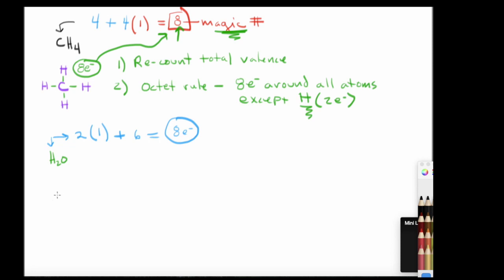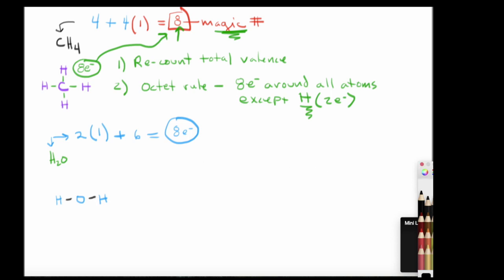Now I do the skeletal structure. The easiest thing to do is just put the 2 hydrogens on opposite sides of the oxygen, as far away from one another as possible. The next step is to go ahead and connect the external atoms to the central atom.